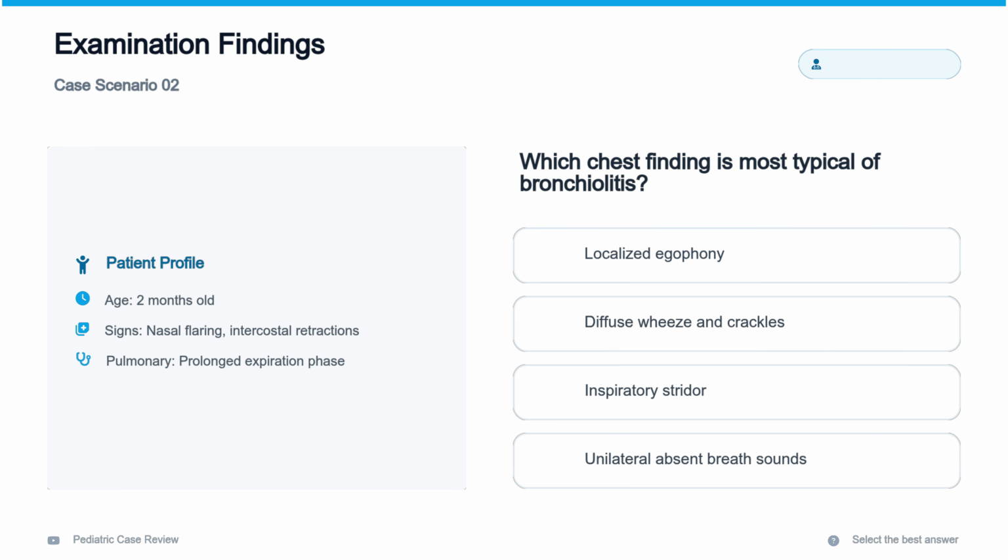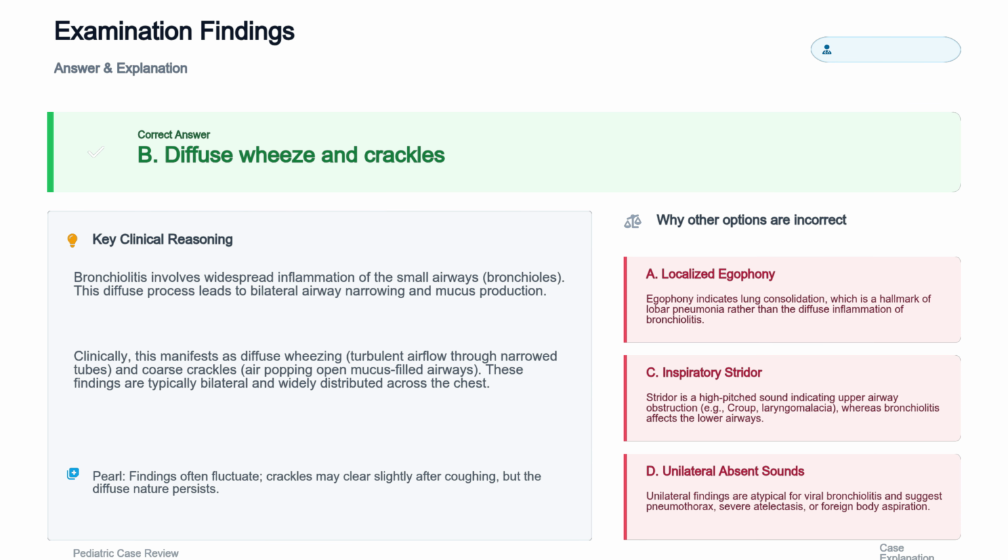Case Scenario 2. A 2-month-old infant presents with nasal flaring, intercostal retractions, and prolonged expiration. Which chest finding is most typical of bronchiolitis? Option A, localized egophony. Option B, diffuse wheeze and crackles. Option C, inspiratory stridor. Option D, unilateral absent breath sounds. The correct answer is B, diffuse wheeze and crackles.